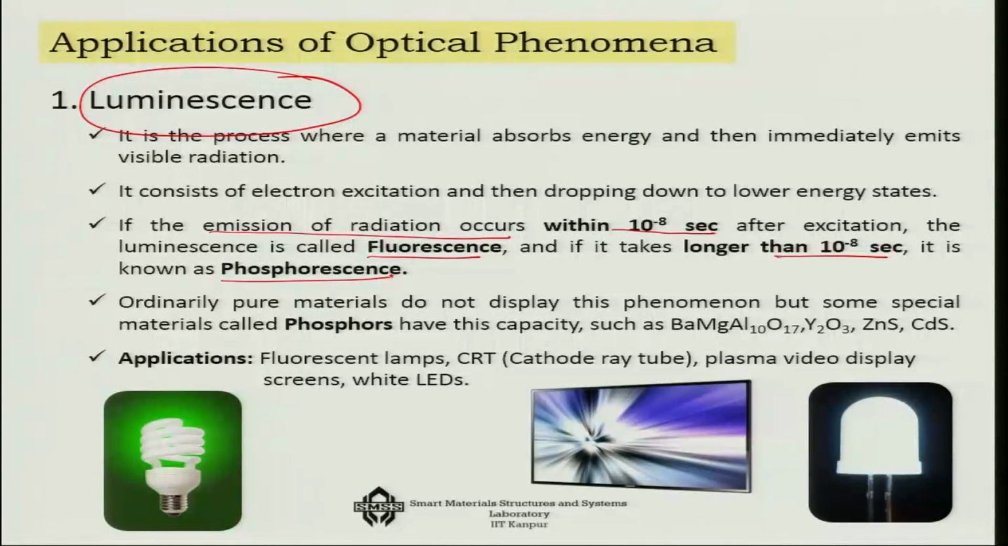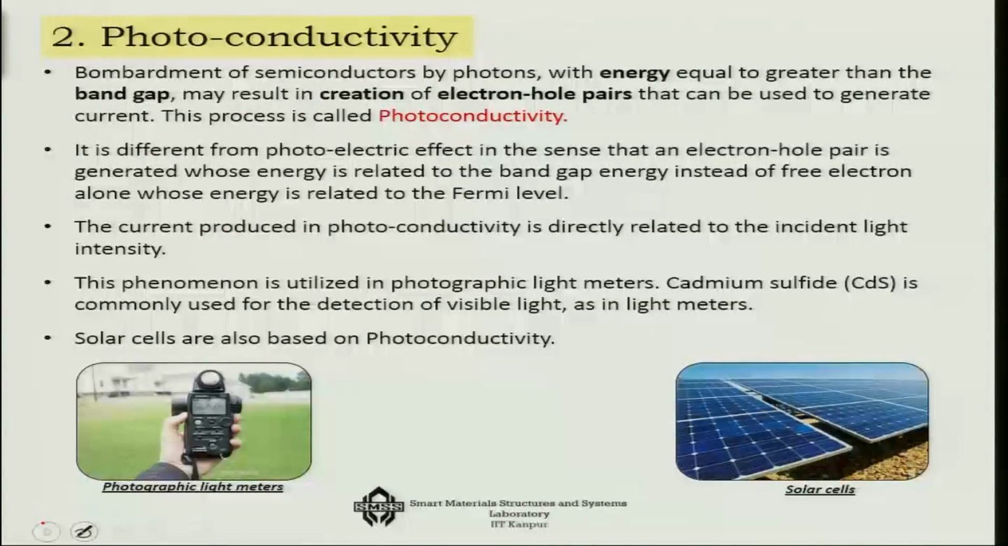Ordinarily, pure materials do not display this phenomenon, but some special materials called phosphors have this capacity. For example, yttria, ZnS, cadmium sulphide, and a very complex one which contains barium, magnesium, aluminum, oxygen, etc. There are many applications of these effects, like fluorescent lamps, CRTs, plasma video displays, white LEDs. In all of them, in some way or the other, the fluorescence and phosphorescence phenomenon, an optical property of a material, is exploited.